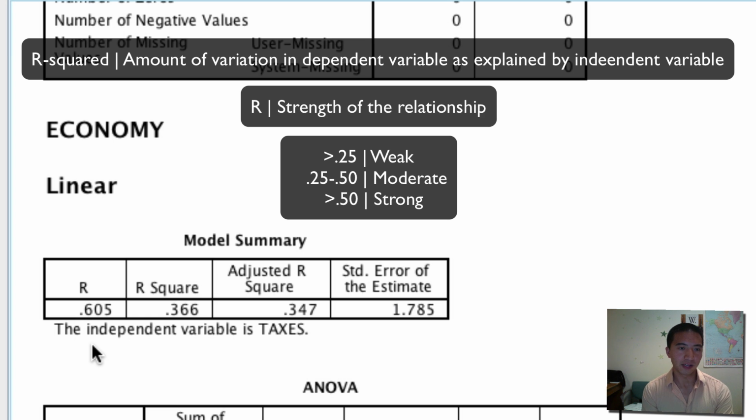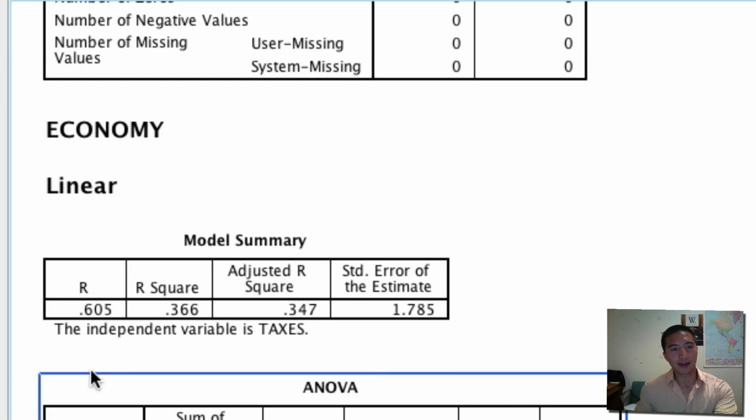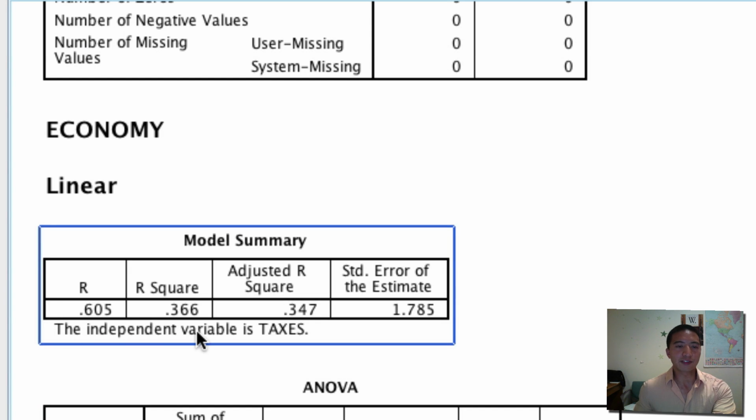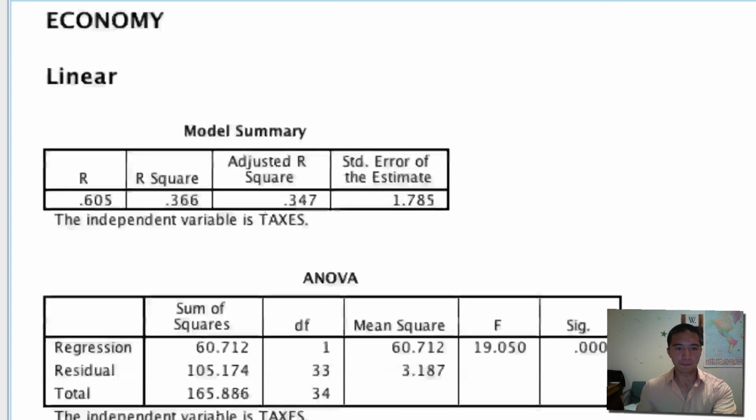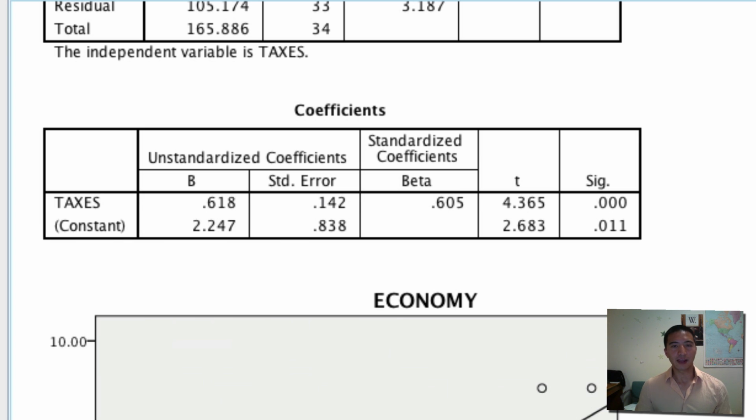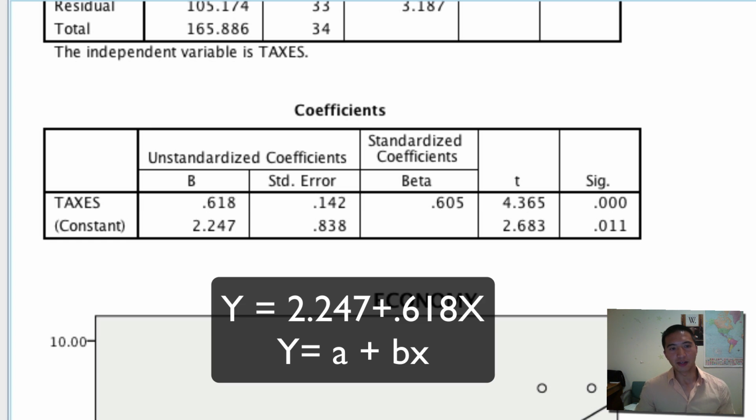So what we have here is a relationship that is significant and is strong, in which 36.6% of the variation in the dependent variable can be explained by the independent variable. And written out, this equation for the line, the y predicted, would be y equals 2.247 plus 0.618x.